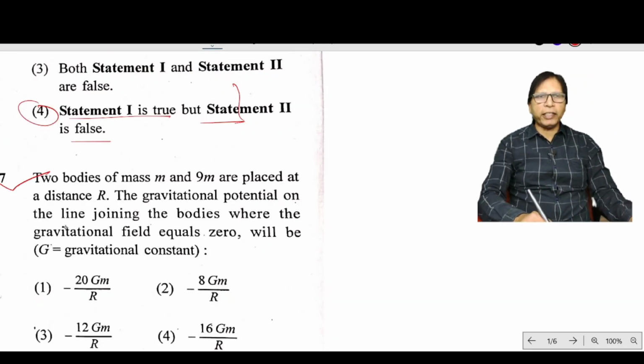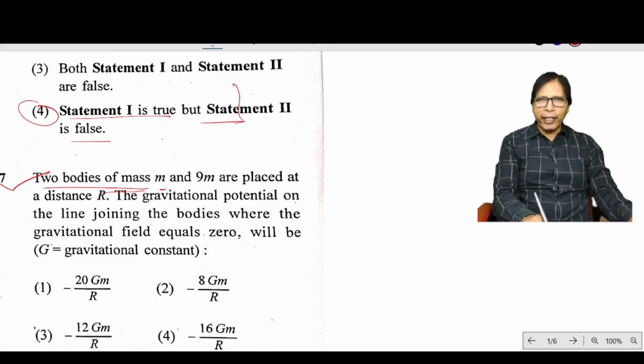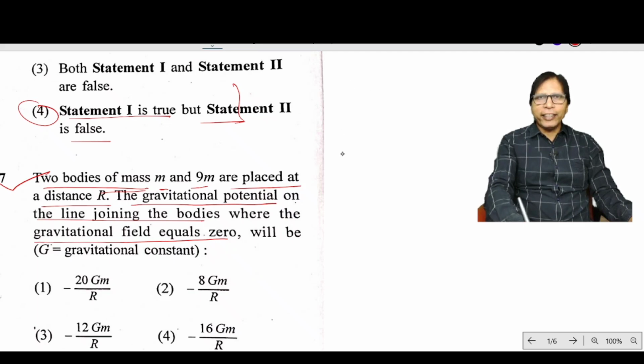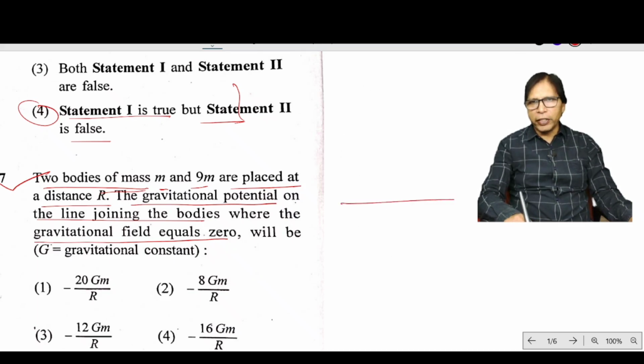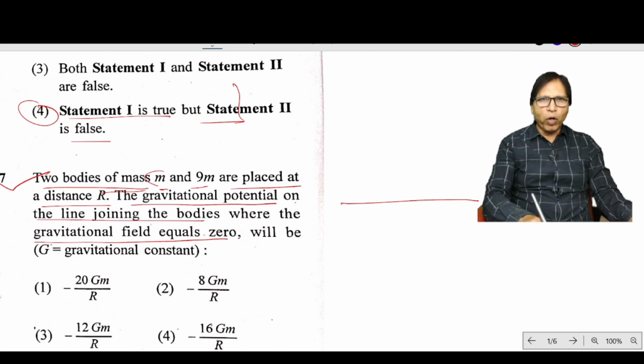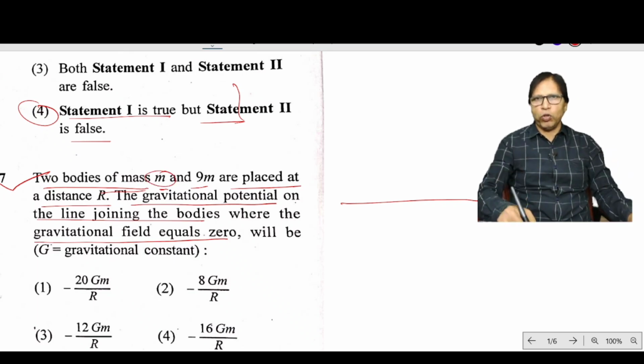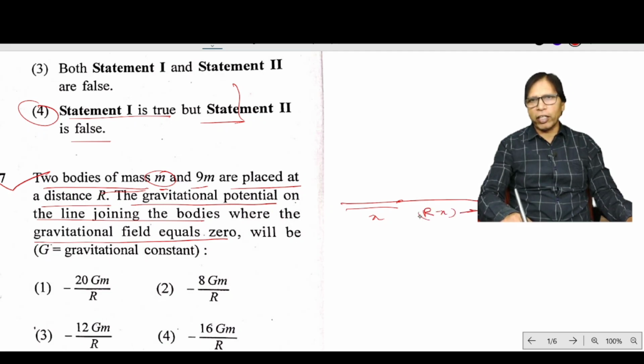Now question number 7. Two bodies of mass m and 9m are placed at a distance R. Find the point on the line joining the bodies where the gravitational field equals 0. We have to calculate the distance of the point from mass m where gravitational intensity is 0. Let this distance be x. The total distance is R, so the other distance is R minus x. Here mass m and here mass 9m.